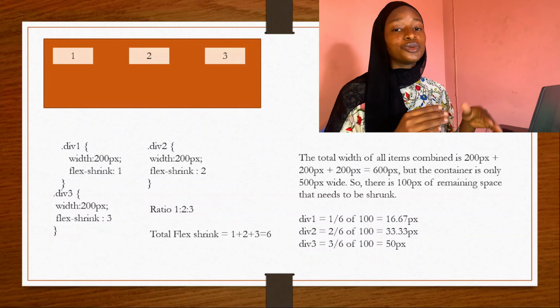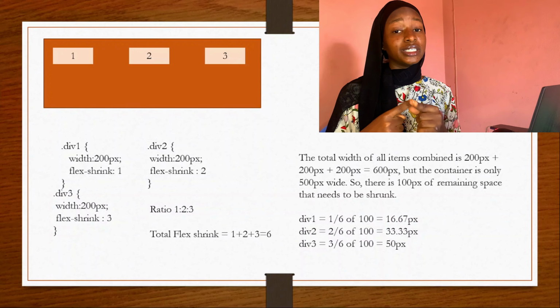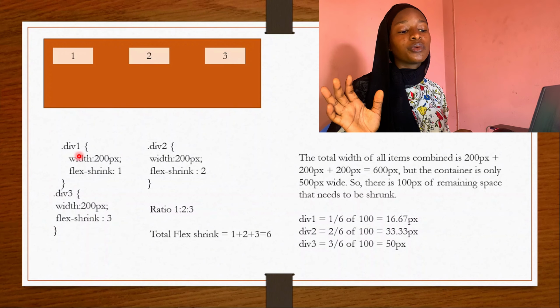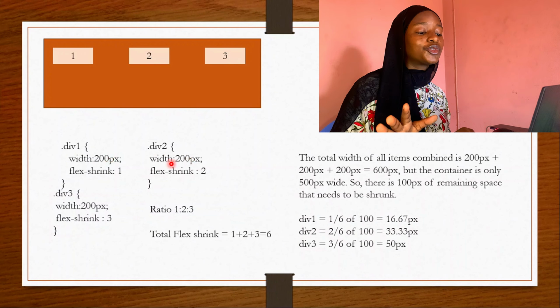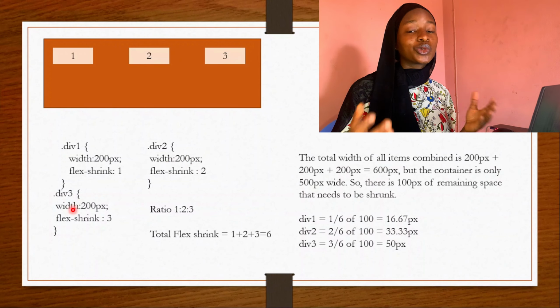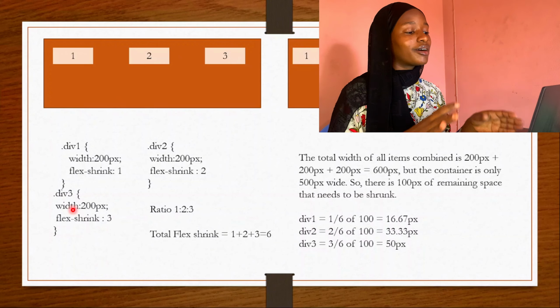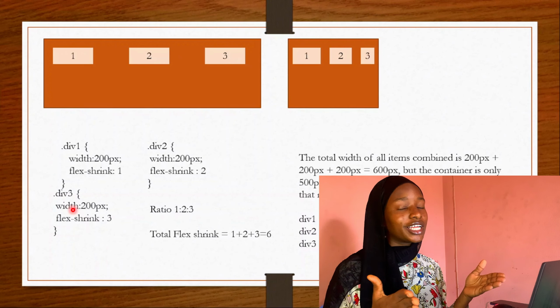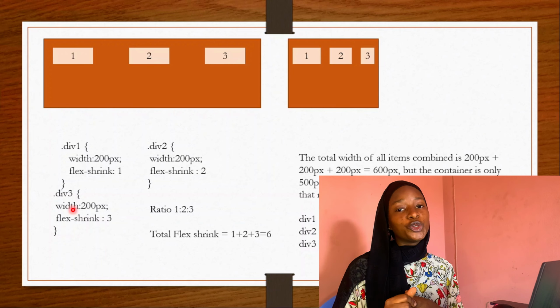Now you take these new values that you got and subtract them from the original size of the item. So for div 1, it will have a width of 200 minus 16.67, and then div 2 with 200 minus 33.33, and then div 3 with 200 minus 50 pixels. So now we have div 1 bigger than div 2 and div 2 bigger than div 3. So that is how you use flex shrink.